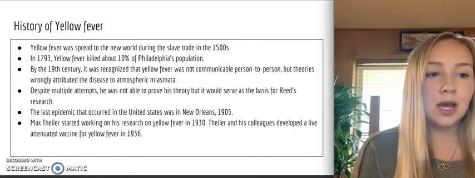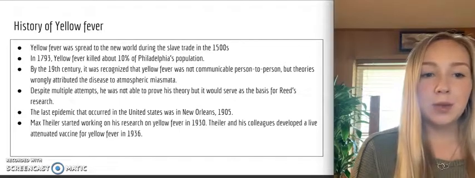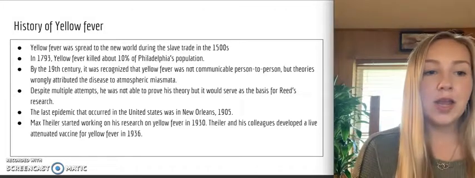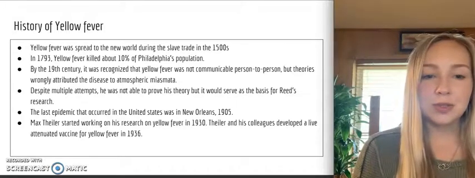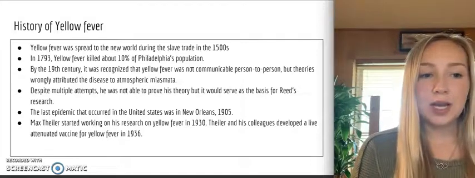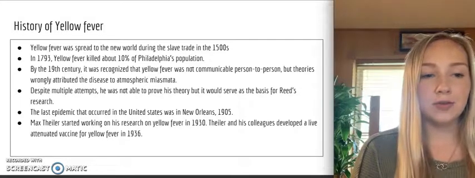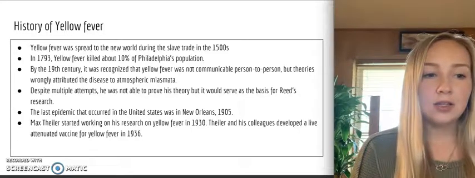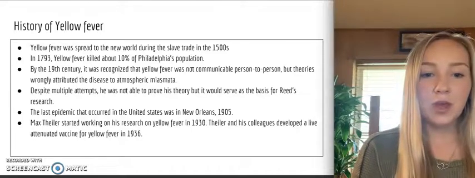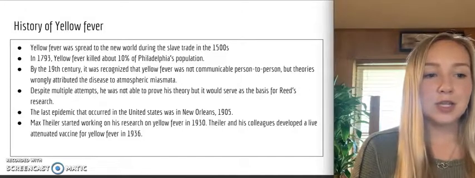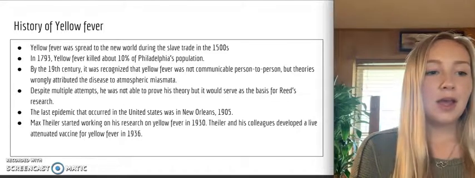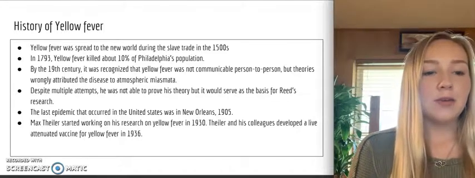Despite multiple attempts, he was not able to prove his theory, but it would serve as a basis for Reed's research. At the end of the 19th century, the United States invaded Cuba during its war with Spain. For every soldier who died in battle, 13 died of yellow fever. Surgeon General George Sternberg sent Walter Reed, James Carroll, and Jesse Lazear to Cuba to investigate the causes of yellow fever. Reed's work proved that Aedes aegypti mosquitoes were the primary mode of transmission of the disease, and that yellow fever was caused by an agent found in the blood of infected patients.